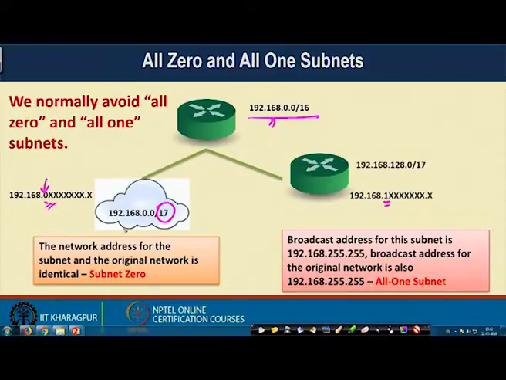So, the network address for this subnet will be 192.168.0.0. The network address for the original network will also be 192.168.0.0.